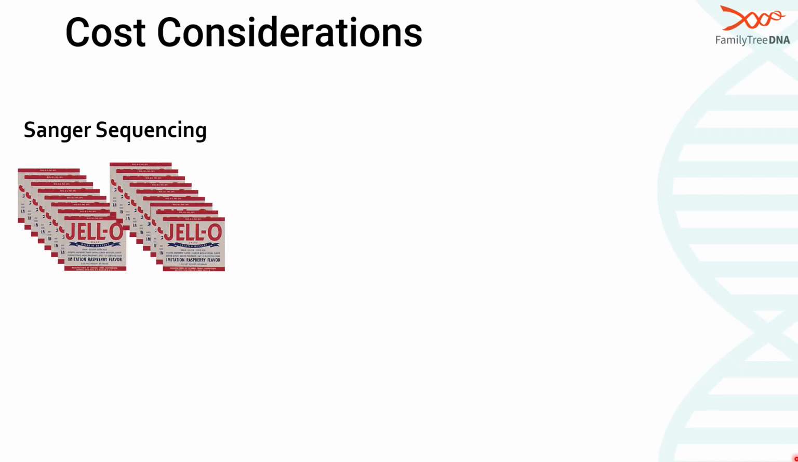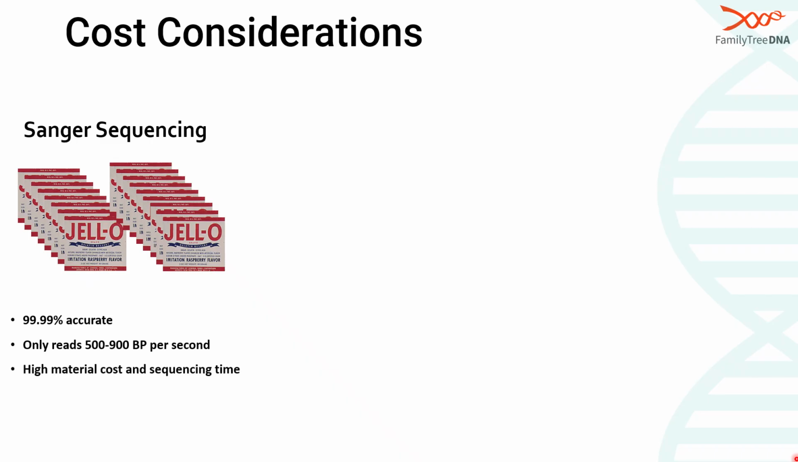So if you're looking at a large covered area, it's not really cost effective, but it is accurate. It's incredibly accurate. But it reads those 500 to 900 base pairs, so it's really better for small targeting tests. And if you want to look at a larger area, then you have a high material cost and a high sequencing time. But it is still used occasionally for some things. Traditionally, it has been used for STR testing, but that is somewhat changing.